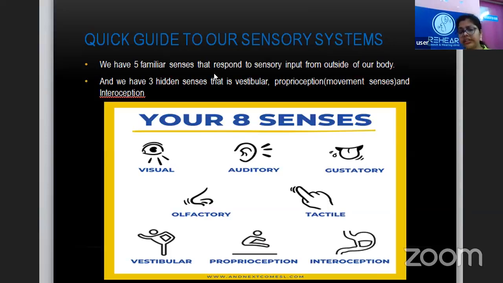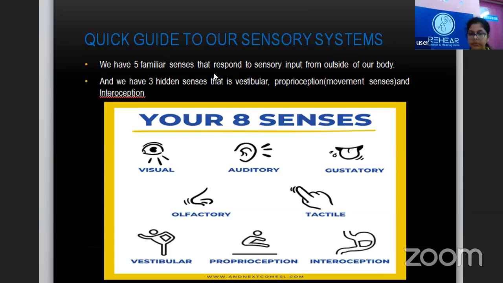And the three hidden senses are vestibular, proprioception, and interoception. So basically, we need to understand these three. These three are very foundational senses, because these three are the foundation that all other five senses depend on. If these senses are not organized or not regulated, then the other five senses have zero chances to regulate or organize. So we need to focus more. Our primary focus should be on the vestibular, proprioception, and interoception senses.